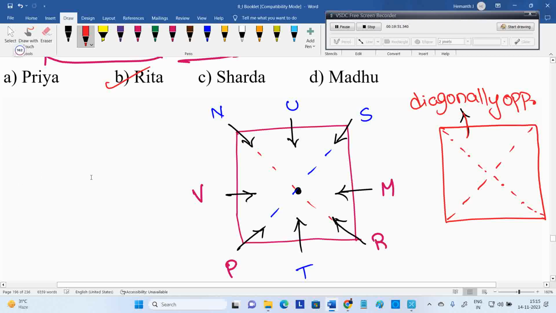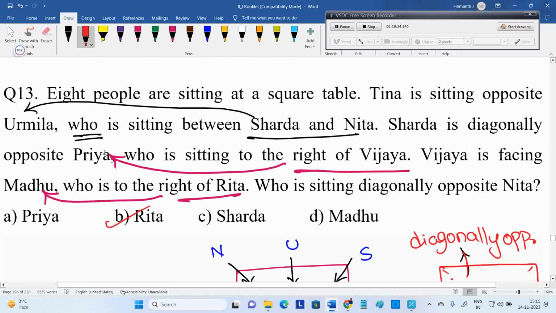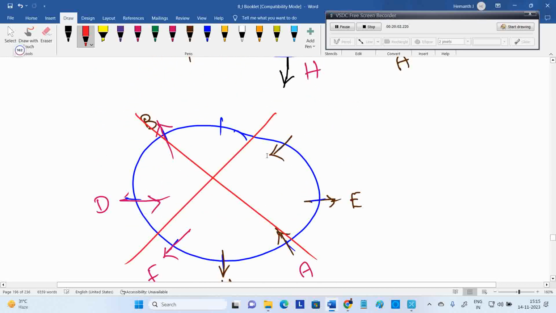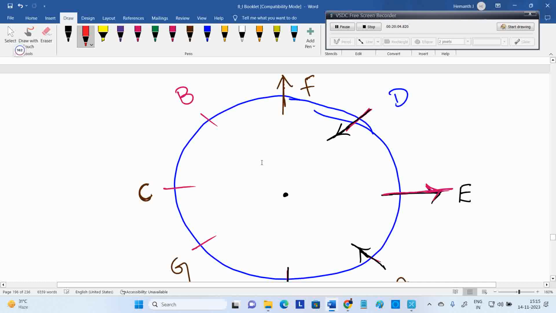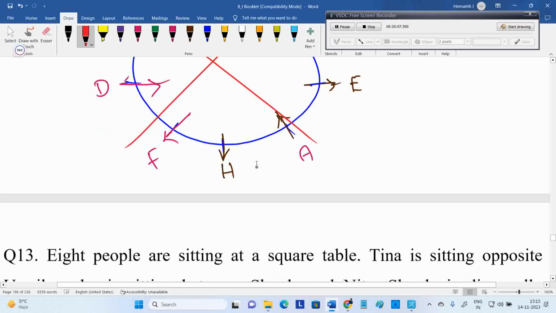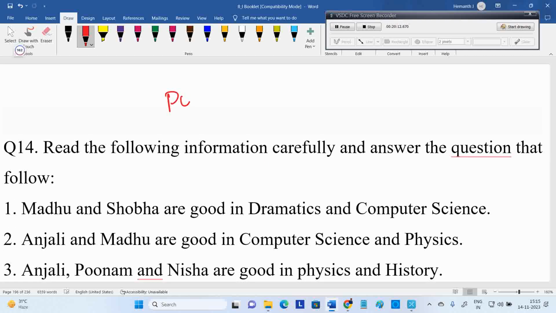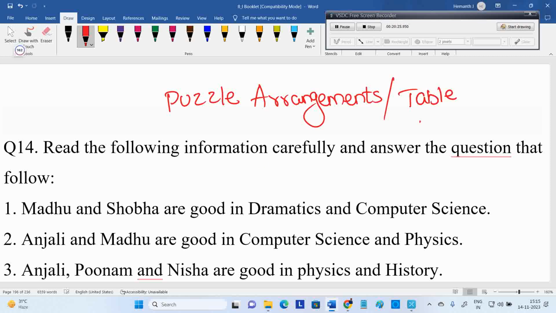Okay. Now see the next question. So we are done with row arrangement questions, square table, circle, square and circle almost, and facing towards center, facing outside combination. Hexagon table also completed. Next one is related to puzzle arrangements, or sometimes we can call it table arrangements also. Why table arrangements, sir? Because all this data we need to put into a table.